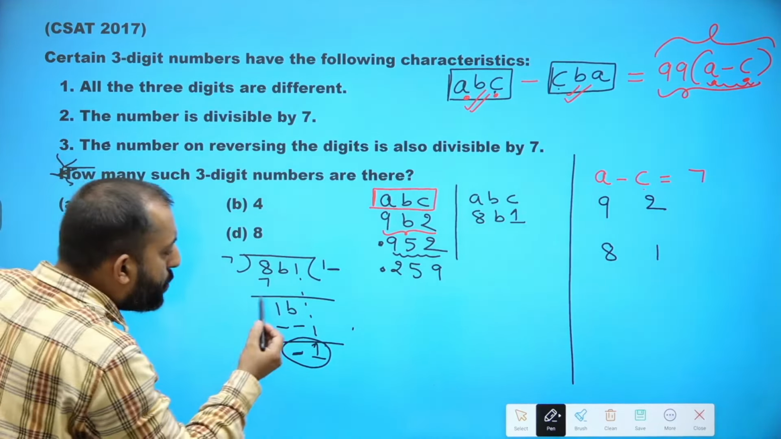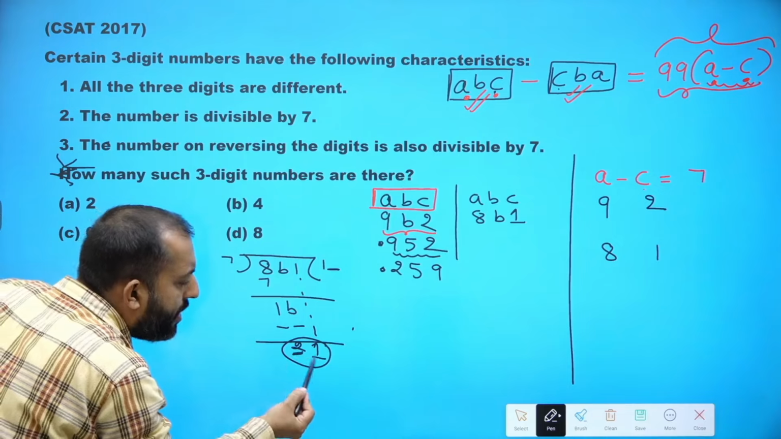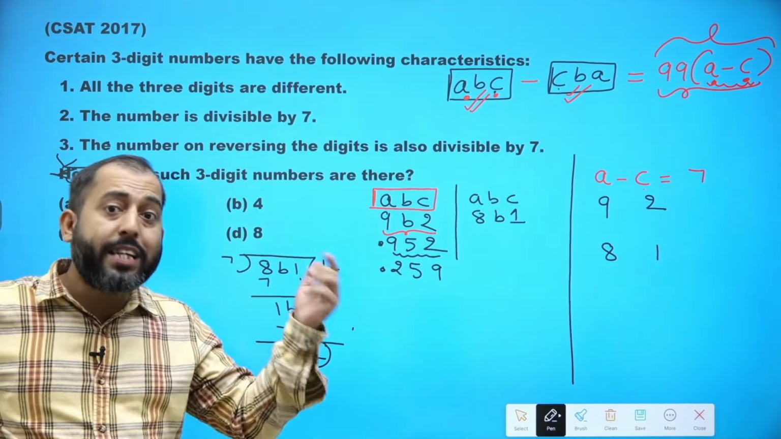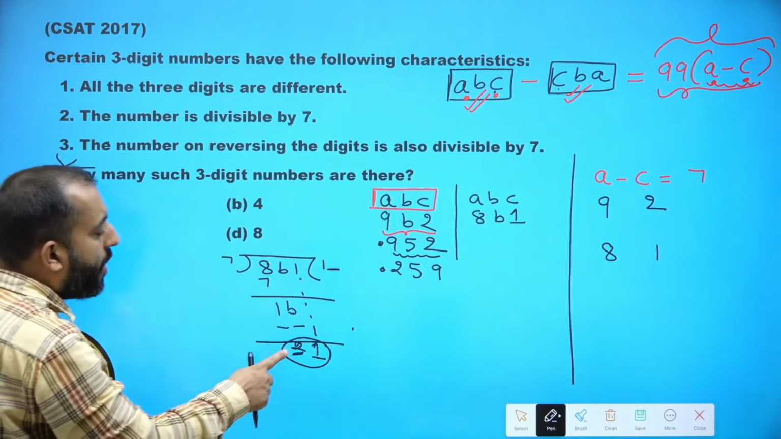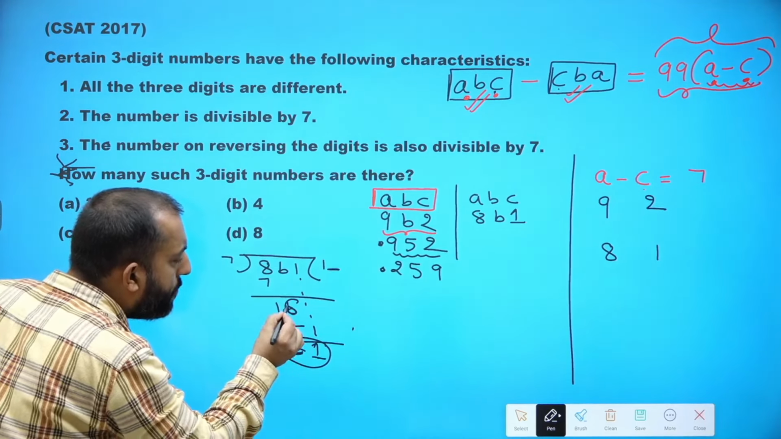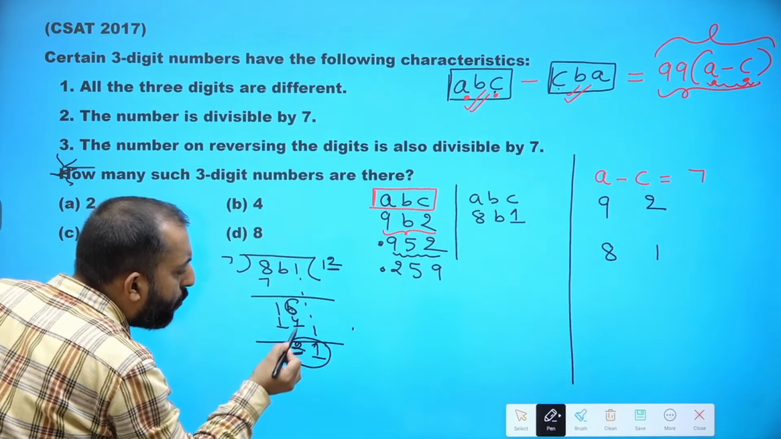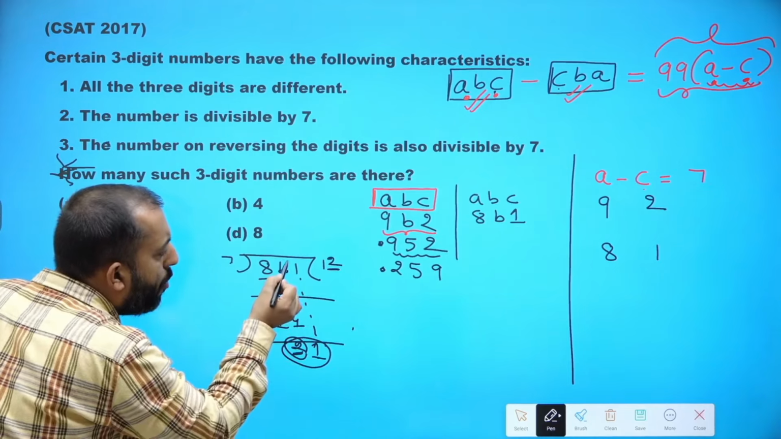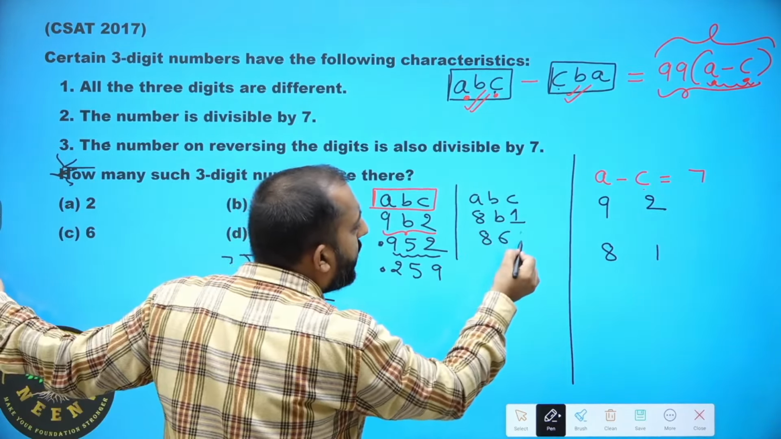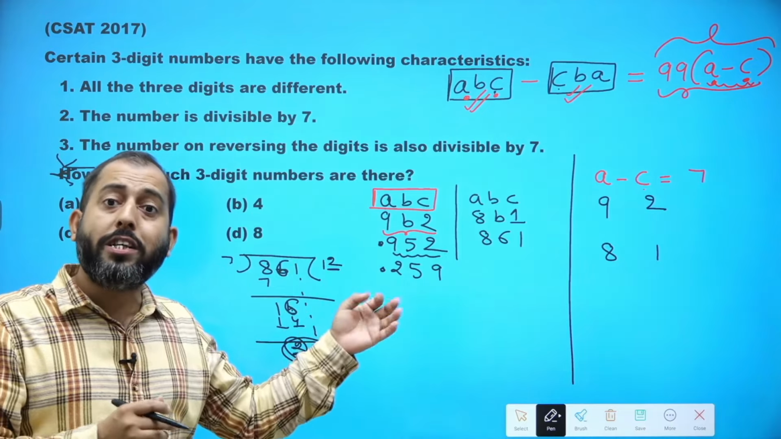It is possible when you put 2 here, because in the table of 7 only 21 is such a number which ends with 1. So to get 2 here, b should be 6. How come? See, 7 2s are 14. 16 minus 14, you will get 2. So the value of b should be 6. Then you will get one more number which is divisible by 7 for sure. 861 is divisible by 7.